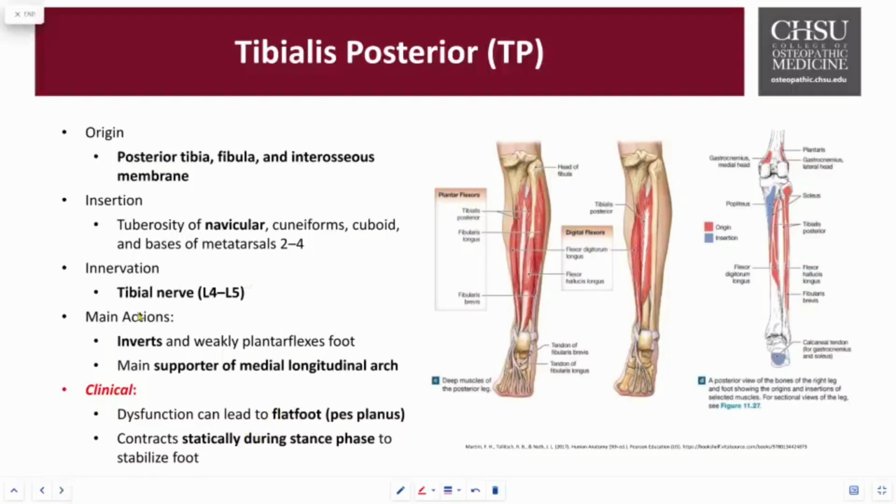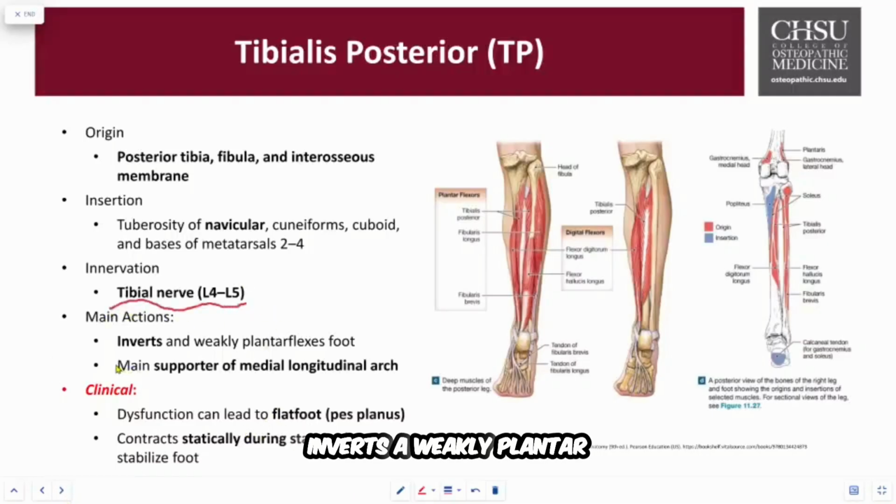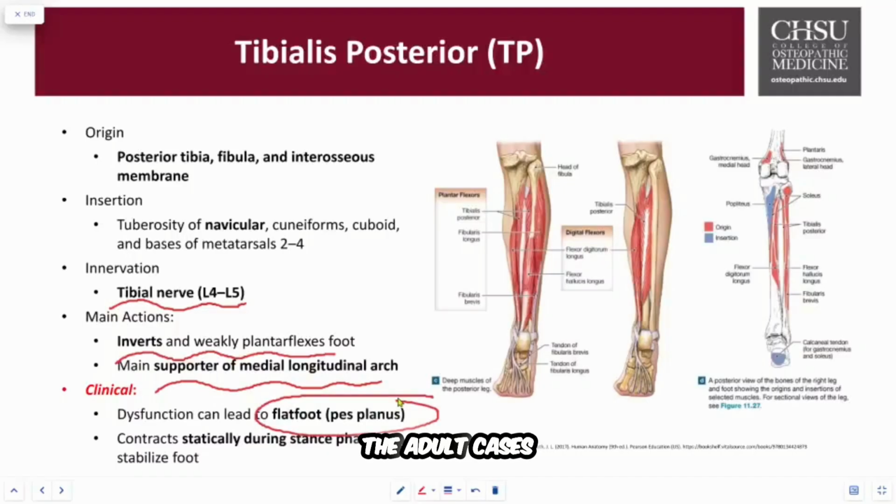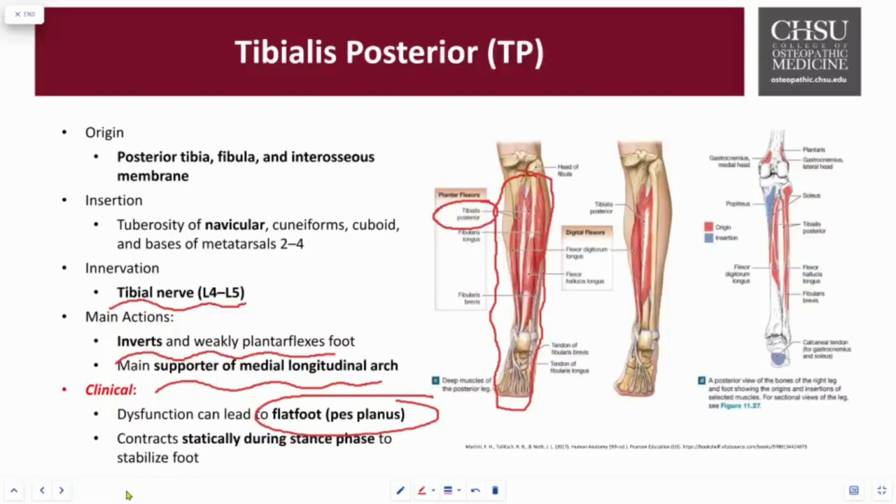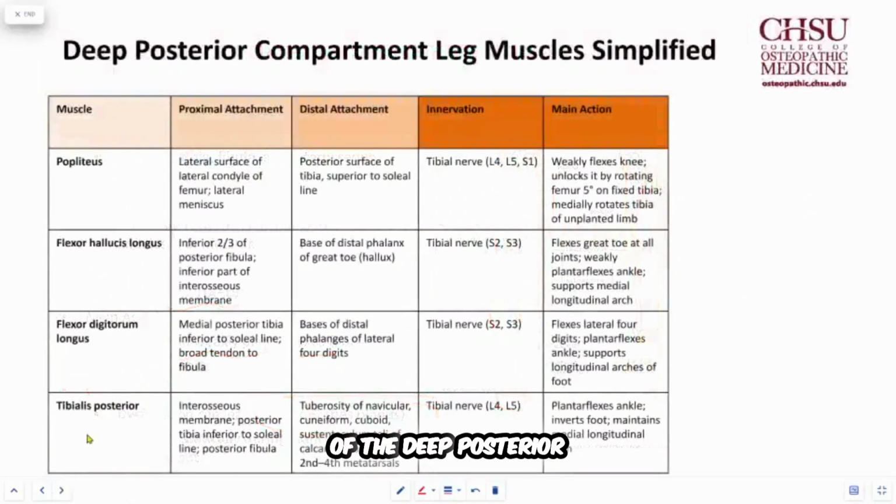So this is the tibial nerve, L4, L5. It inverts and weakly plantar flexes the foot, is the main supporter of the medial and anterior arch, and dysfunction leads to that flat foot in adult cases. Over here we have a picture of the tibialis posterior, TP, implicated oftentimes in obese individuals as well as folks that have diabetes. Here is a snapshot of the deep posterior compartment leg muscles, simplified in a chart format, again with the muscles, the key proximal attachments, distal attachments, their innervation, as well as the main action.